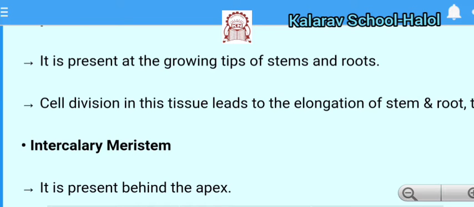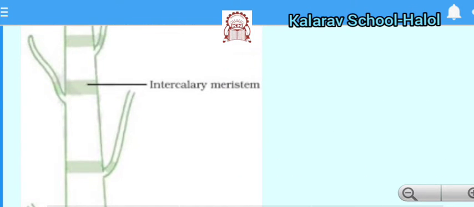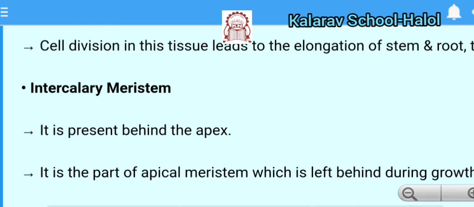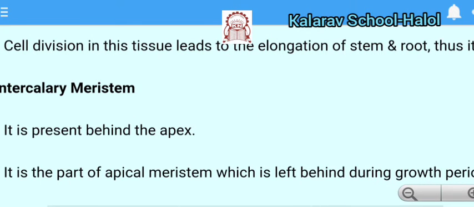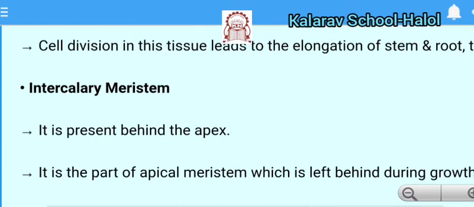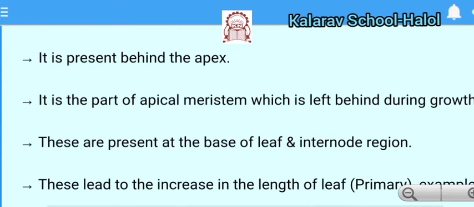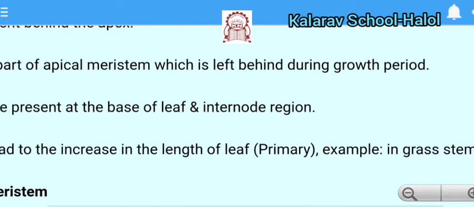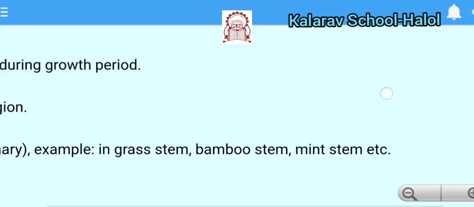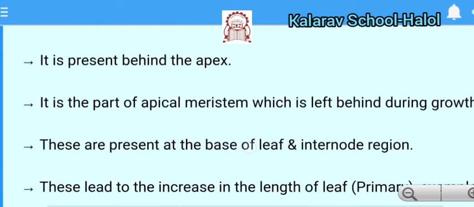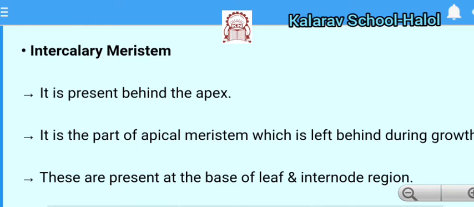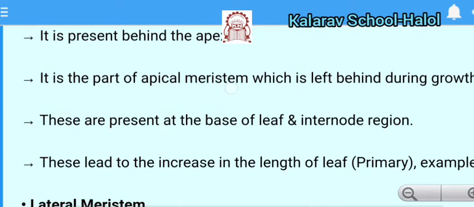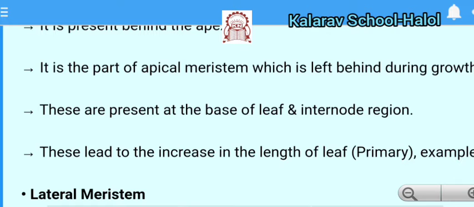Next is intercalary meristem. Here you are seeing intercalary meristem. So intercalary meristem is present behind the apex. It is the part of apical meristem which is left behind during growth period. So they are present at the base of the leaf and internode region. So they lead to increase in length of leaf in grass stem, in bamboo stem, in mint stem. So the tissue present in the grass stem or the mint stem is the intercalary meristem. So mainly it is for the increase in the length of leaf.